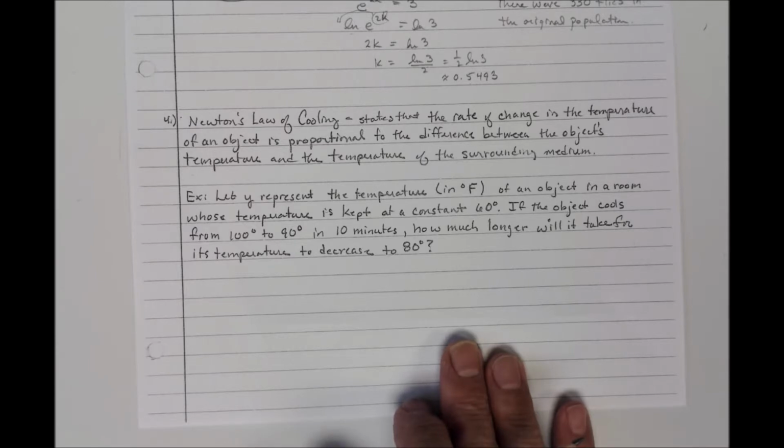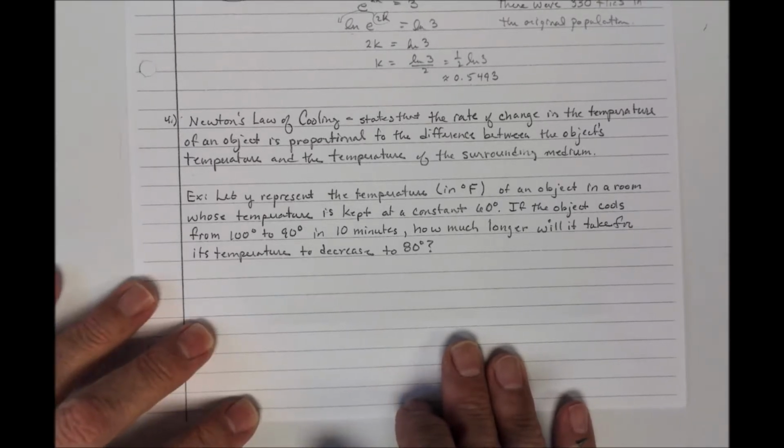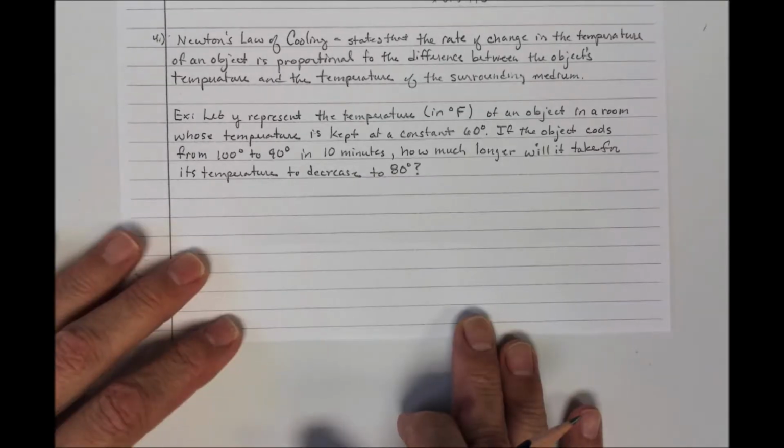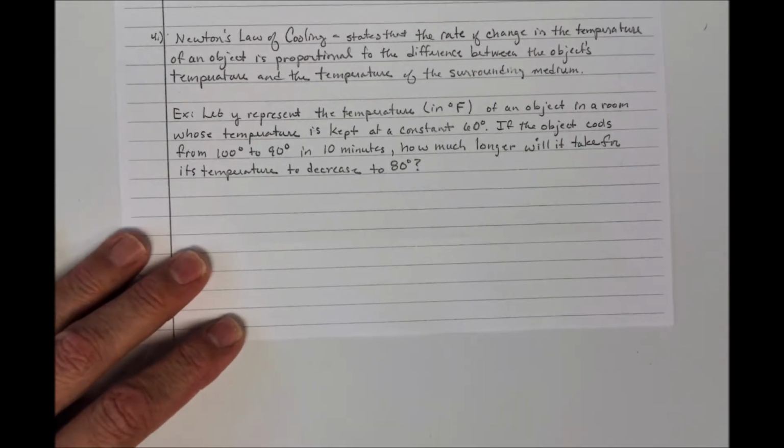So we're going to use what we know about solving differential equations to come up with Newton's law of cooling here, which states that the rate of change in the temperature of an object is proportional to the difference between the object's temperature and the temperature of the surrounding medium. Excuse me, I must be allergic to physics here. This looks like a physics problem.